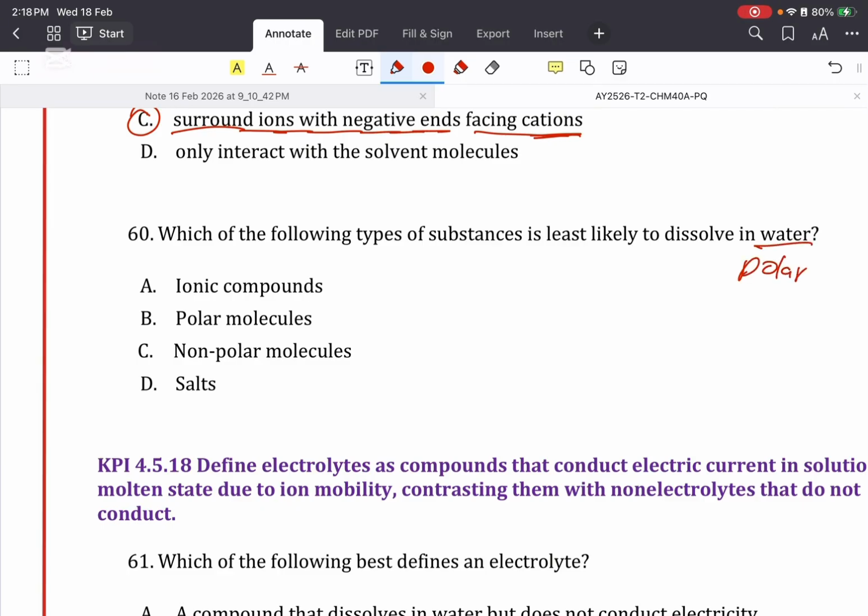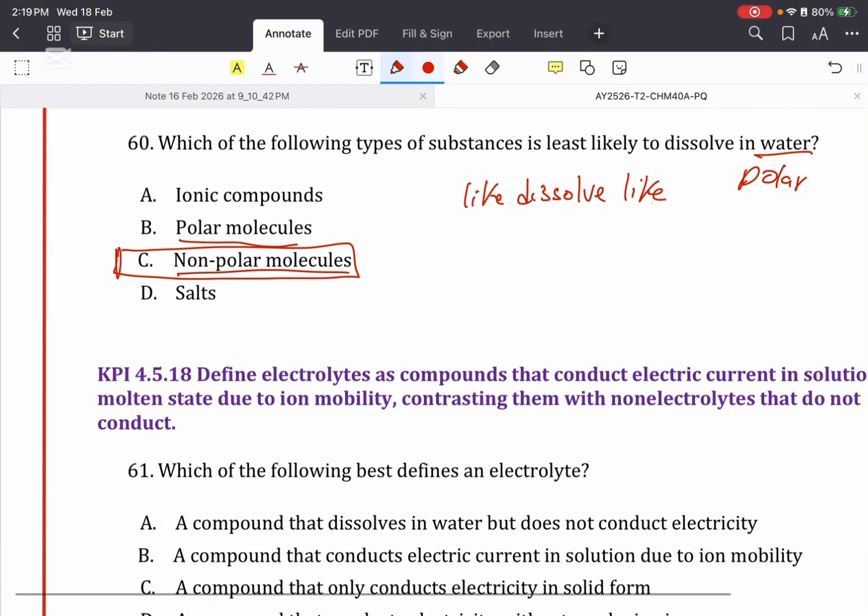Which of the following type of substances is least likely to dissolve in water? Water is polar. Like dissolves like. So any polar compound will be dissolving in water. Any ionic compound can dissolve in water. Now covalent, some of them are polar, some of them are non-polar. So as you can see, I have the polar ones and I have the non-polar ones. So here, the least likely to dissolve is the non-polar.